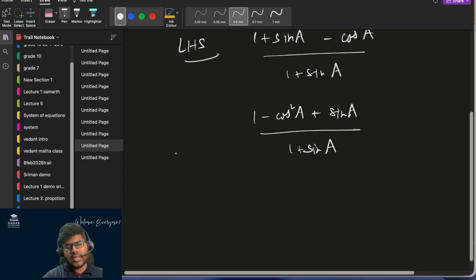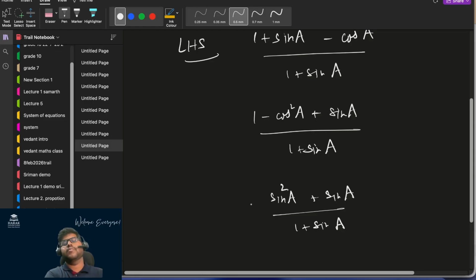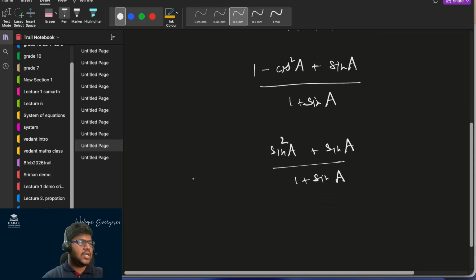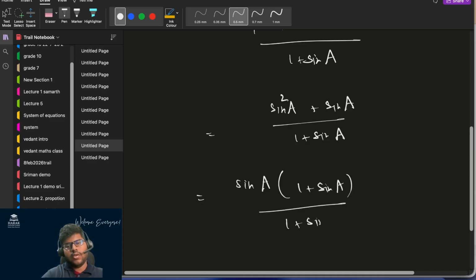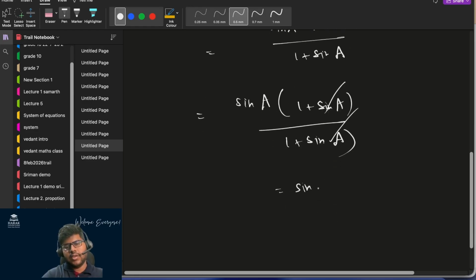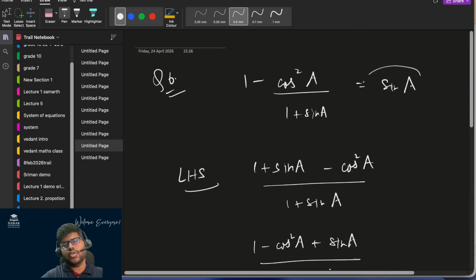Now I know that sine square x plus cos square x equals 1. That means 1 minus cos square A would be sine square A. So we have sine A plus sine square A over 1 plus sine A. Now taking sine A common, I got sine A times (1 plus sine A) over (1 plus sine A). So 1 plus sine A cancels with 1 plus sine A, and I got the result as sine of A. And that is what we needed to show.